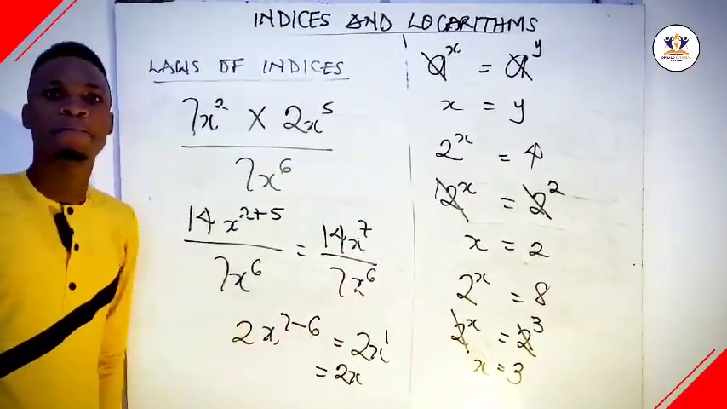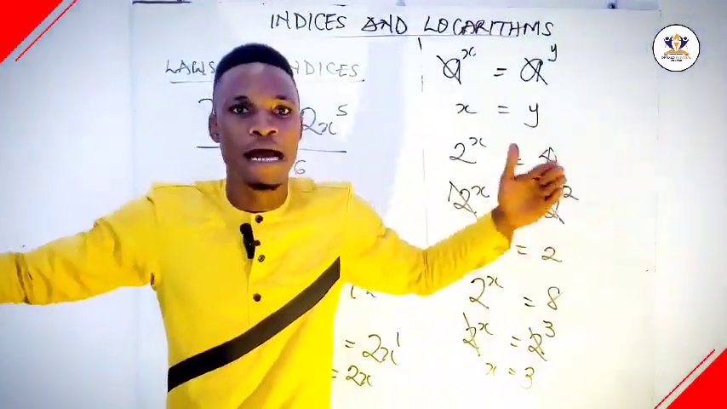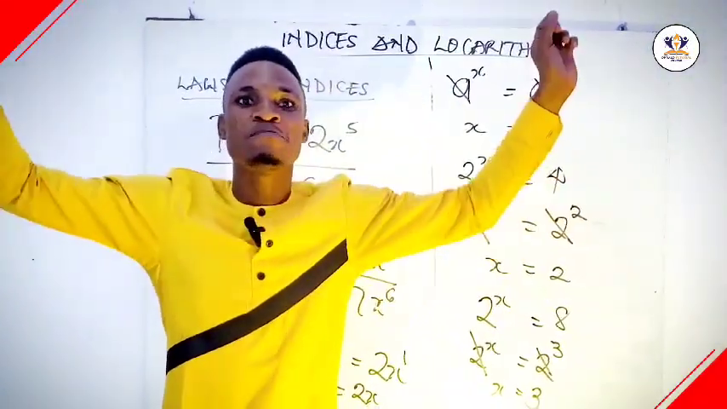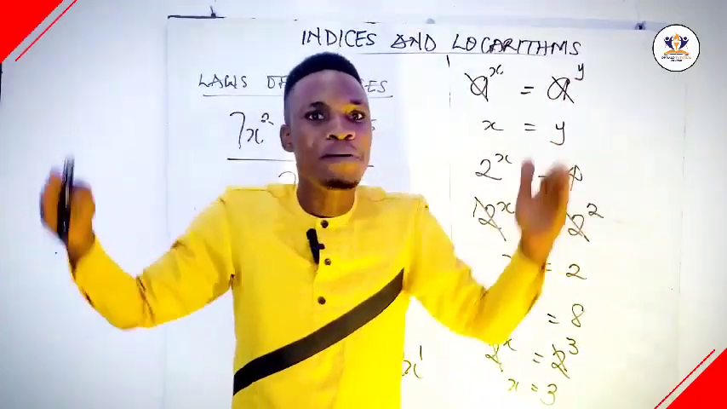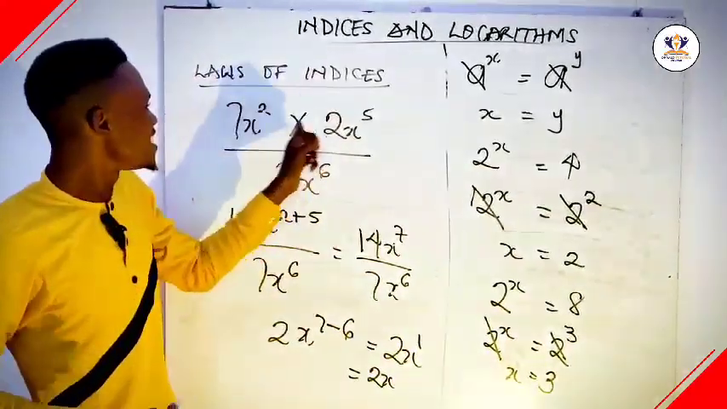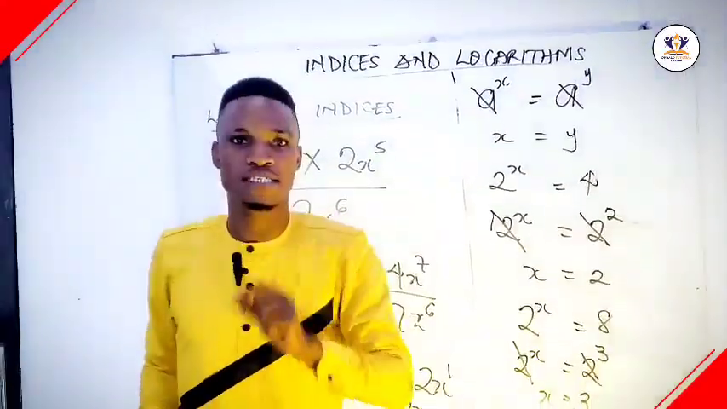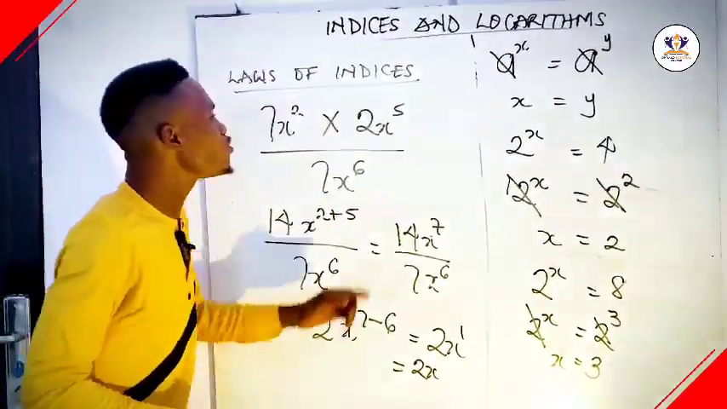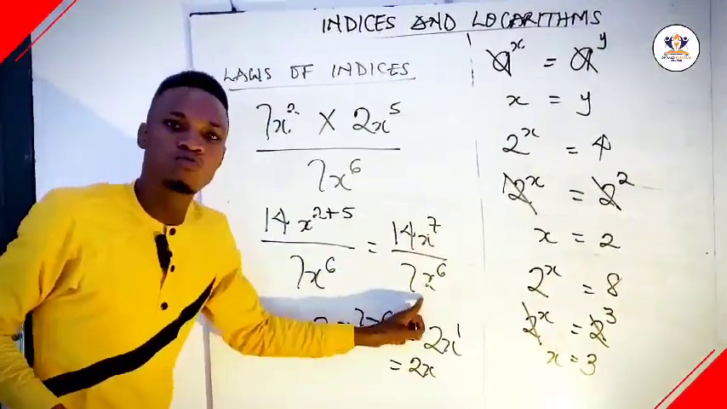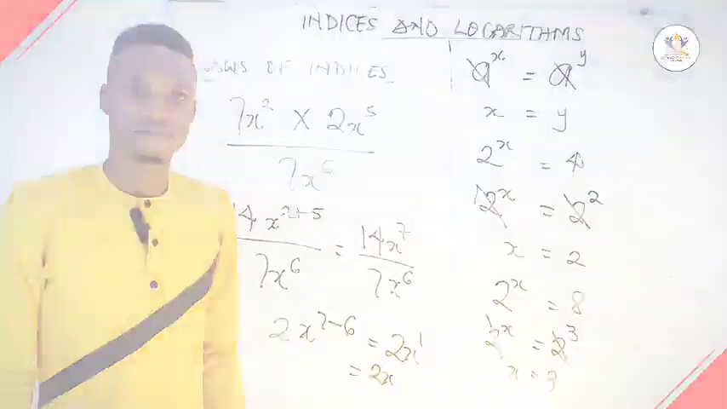You subtract the power. Whenever you are multiplying two bases together that carry power, and those two bases are the same thing, what you will do is add the powers. But when you are dividing them, what you will do to those powers is subtract the powers.